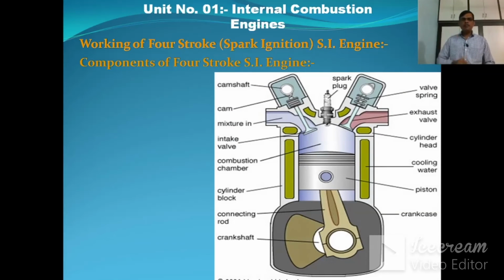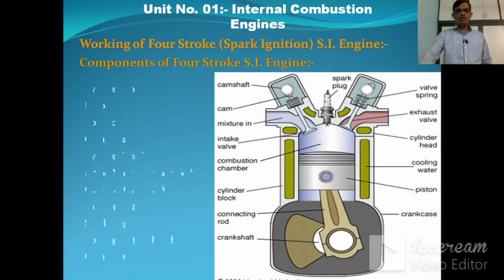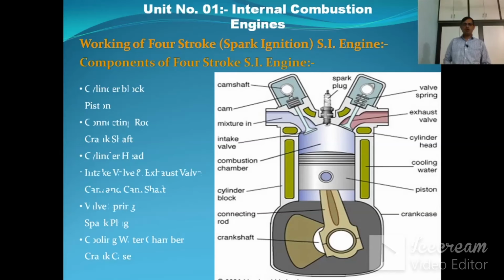We can identify the different components of a four-stroke spark ignition engine: cylinder block, piston, connecting rod, crankshaft, cylinder head, intake valve and exhaust valve, cam and camshaft, valve spring, and spark plug. By using the spark plug, we can identify this as a spark ignition engine. There are also the cooling water chamber and crankcase.